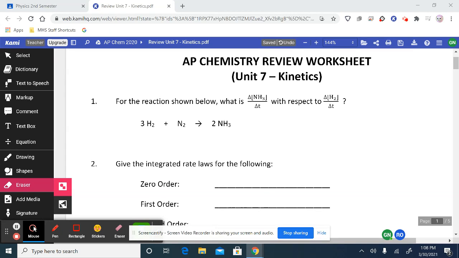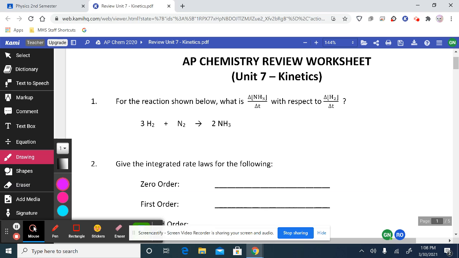All right, today we're looking at the Unit 7 Kinetics AP Chemistry worksheet. For number 1, we're looking at what is the delta concentration of NH3 over delta time with respect to that of H2. And so when we look at these, our rate is going to be negative for our reactants, and we're looking at the reciprocal of those coefficients.